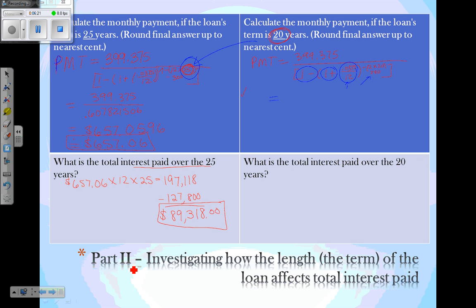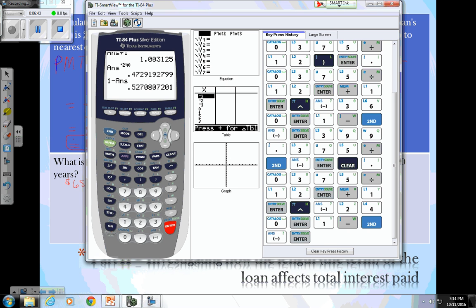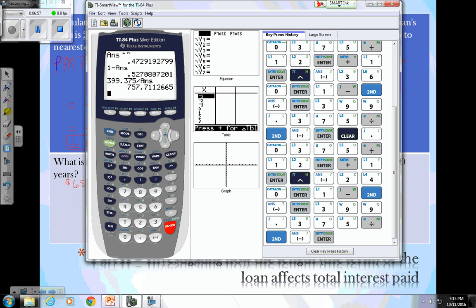It's going to equal 399.375 divided by this huge decimal, which is 0.52708072201. When you actually go back to your calculator and divide that out, I'm now going to do 399.375, and I'm going to divide that by my answer. So second answer gets me that entire long, huge decimal in my denominator.